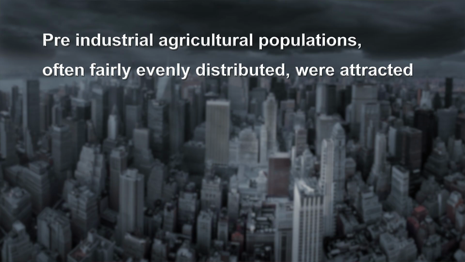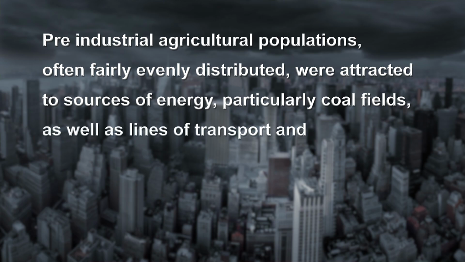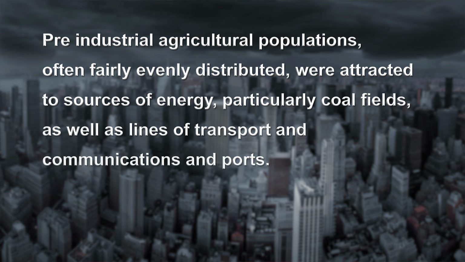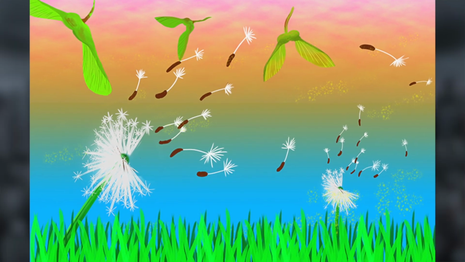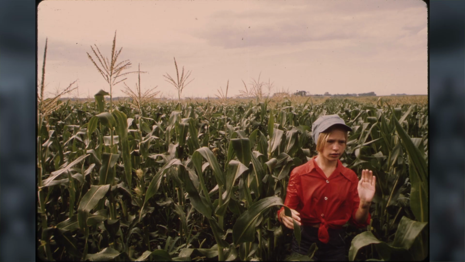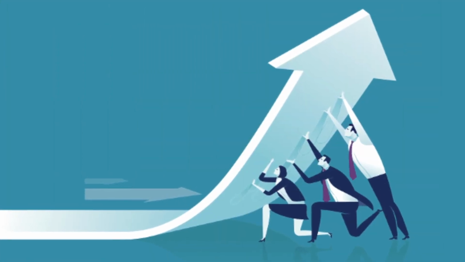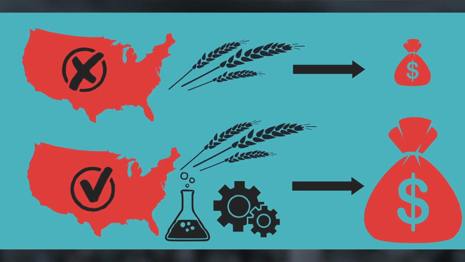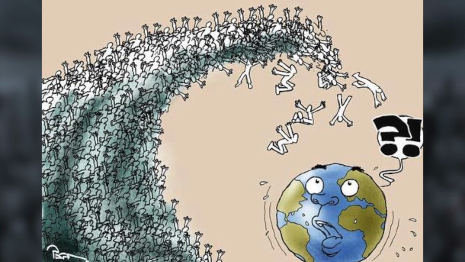Pre-industrial agricultural populations, often fairly evenly distributed, were attracted to sources of energy, particularly coalfields, as well as lines of transport and communication and ports. Dense population concentrations replaced long established patterns of dispersal and generally even distribution. On the whole, it is true to say that increasing complexity and diversity of economic activities encourages unevenness of population distribution.